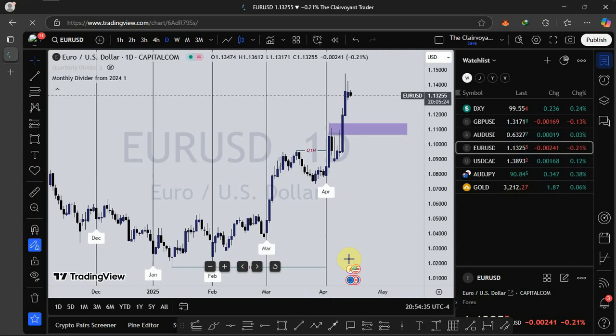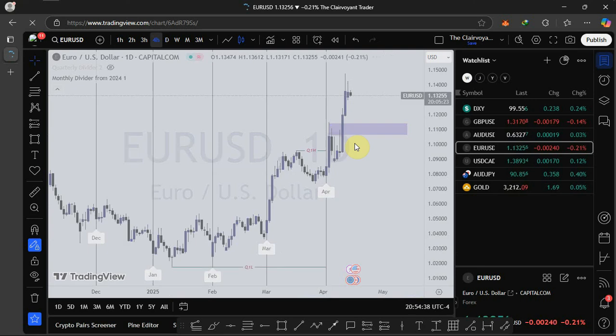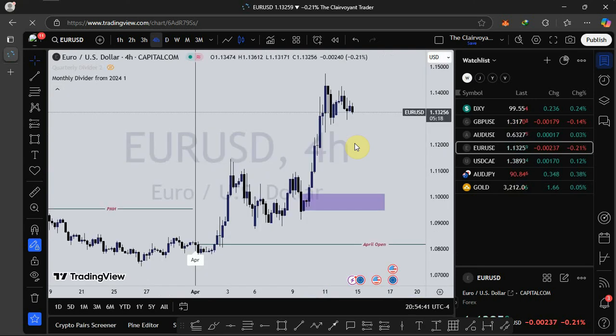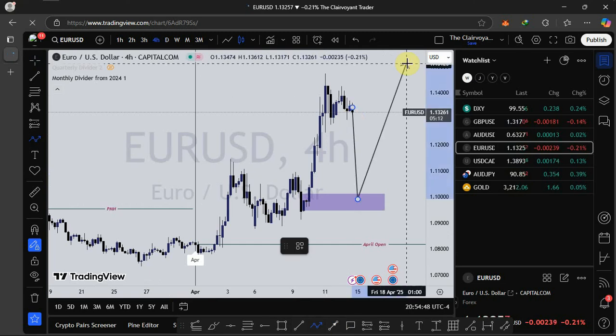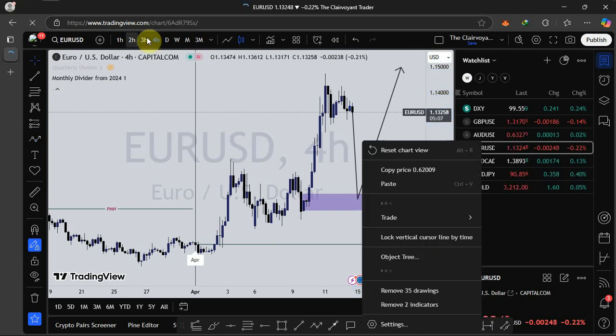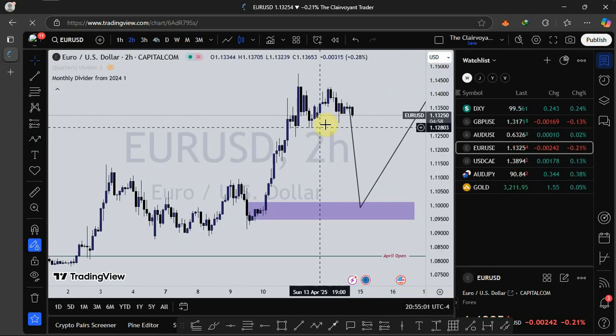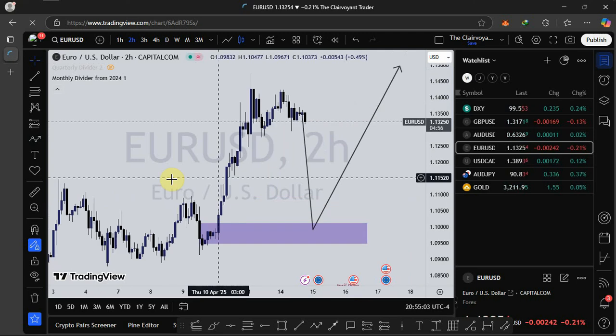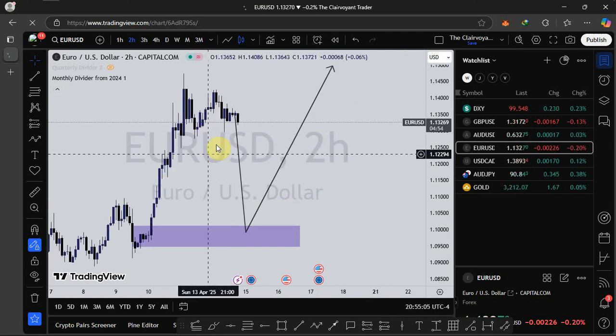Let's switch to the 4-hour to see what is happening there. I want to see price push down, then we see a continuation to the upside. That is my expectation so far as EURUSD is concerned. Let's look at what is happening on USDCAD.